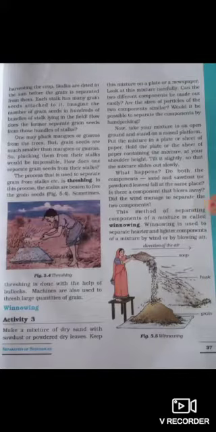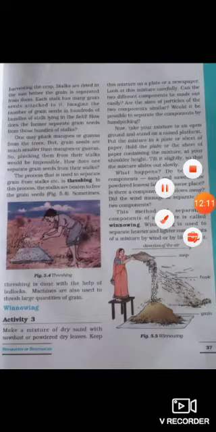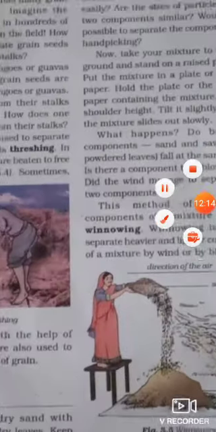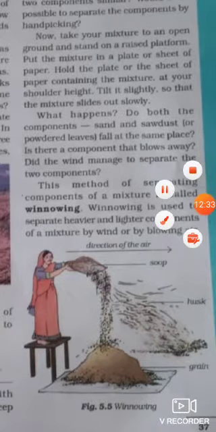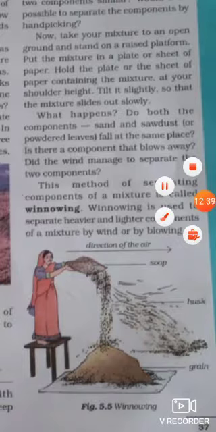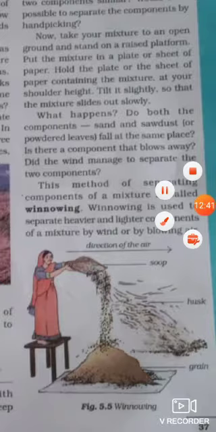Here you can see a woman who is standing on a raised platform, right? Now suppose that the wind is blowing in this direction. So what is the woman doing? She is standing on the raised platform and holding this container in a tilted position, and she is allowing the grains to fall down. Now what will happen? Wind is blowing in this direction, right?